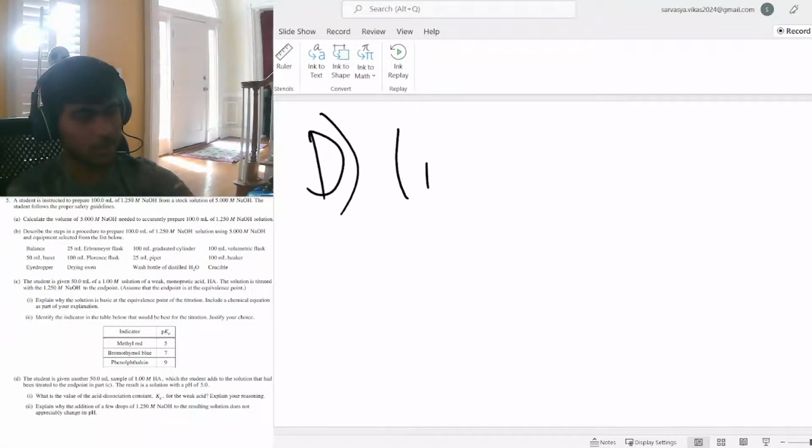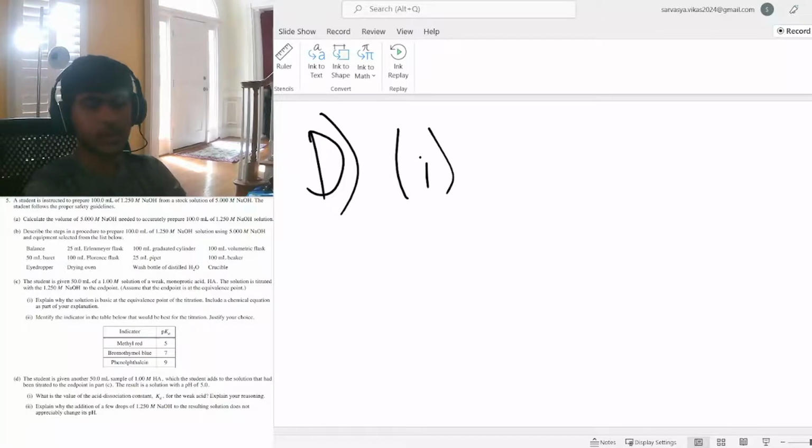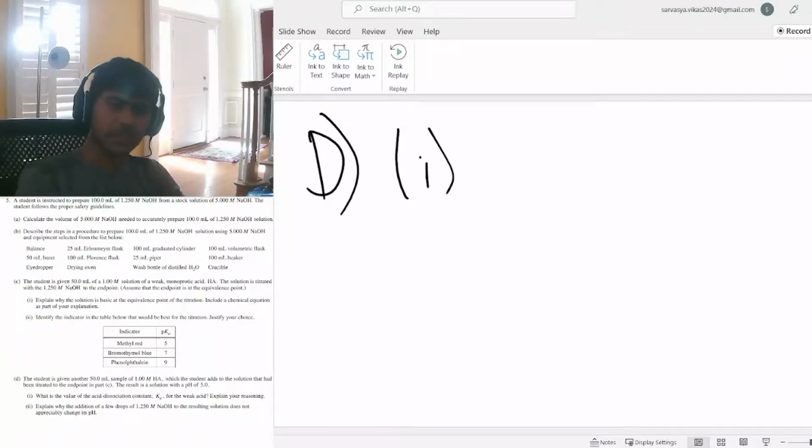Part 1 of part D. So we're told that the student is given another 50 milliliter sample of 1 molar HA. Student adds to the solution that had been titrated to the endpoint in part C. The result is a solution with a pH of 5.0. And question 1 is, what is the value of the acid dissociation constant Ka for the weak acid? Explain the reasoning. Let's think about this for a second.